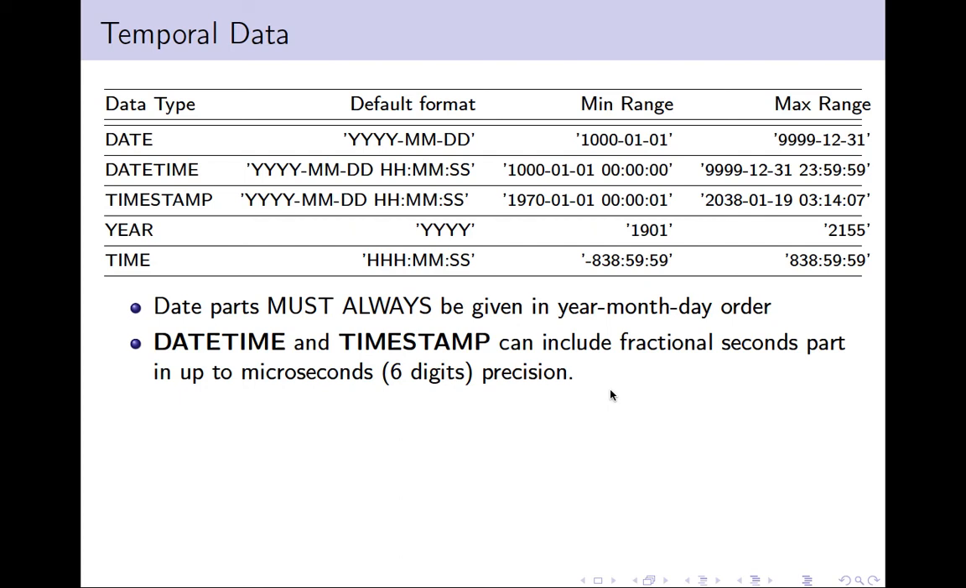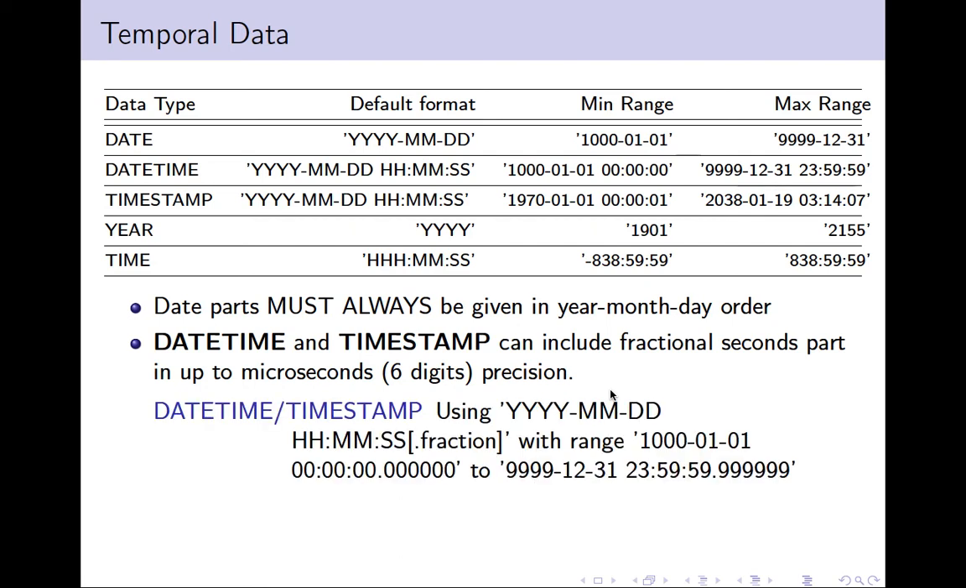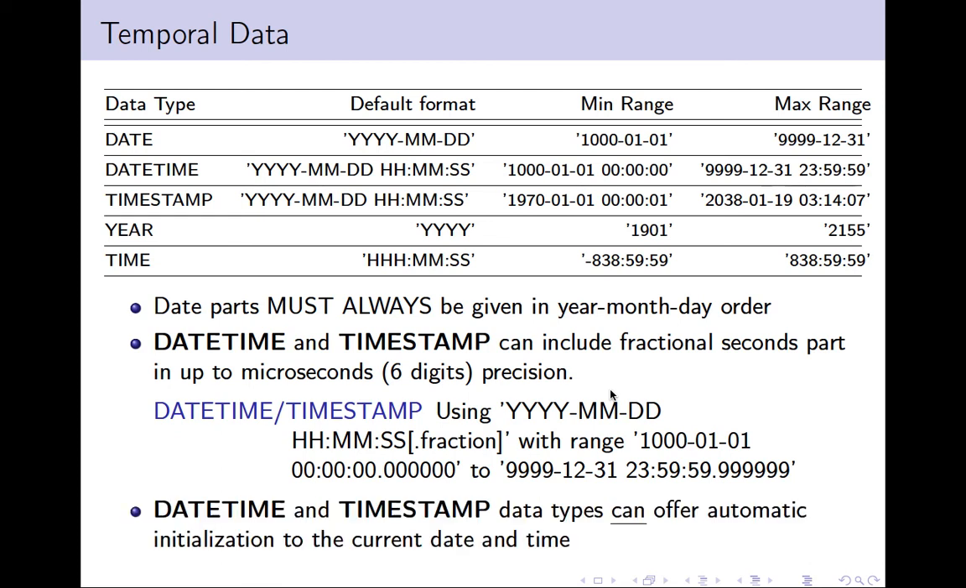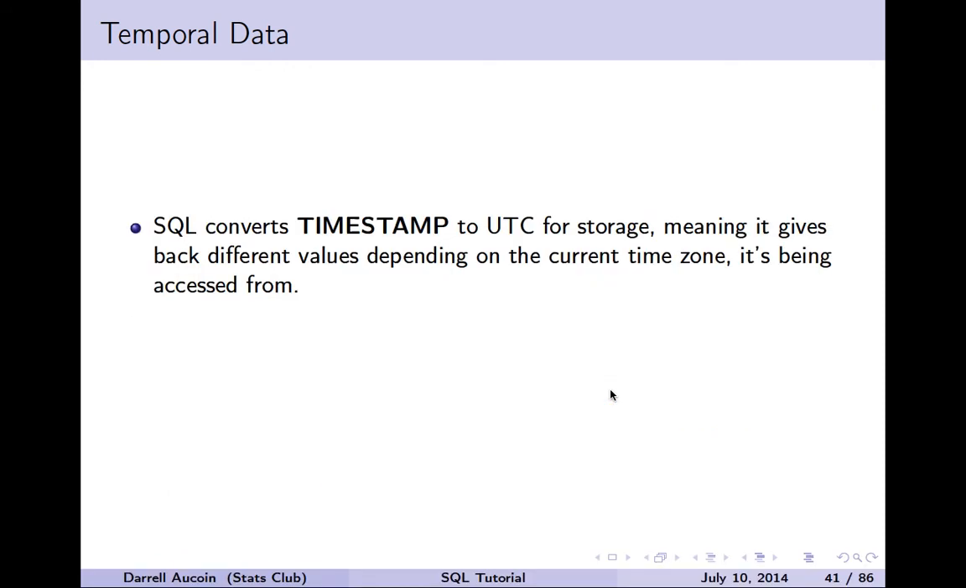Date and time could also use fractional seconds, for instance. Datetime could also offer automatic initialization to the current date and time. It stores with UTC storage, so basically you would get different times accessing from different time zones. This way, you don't have to worry about automatically converting. You just set the time zone, and it does it all for you.